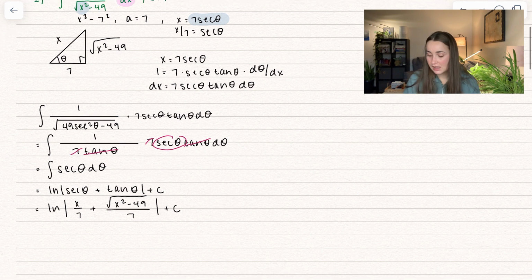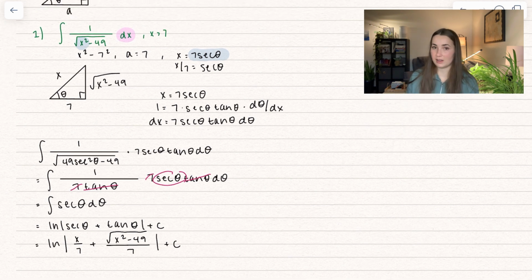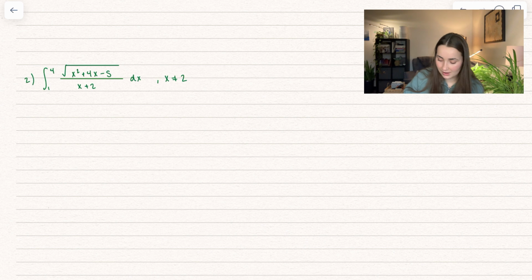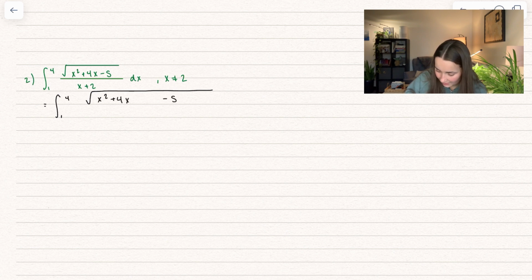So always make sure if we start with a function of x that we're integrating, we end with a function of x. We're going to try one with definite integrals, and we're also going to try to complete the square. So here what I'm going to do is in the denominator complete the square. So we have the square root of x squared plus 4x minus 5. So in order to complete the square, I'm going to take my middle term, 4 divided by 2, and square it. And so that is going to be equal to 4.